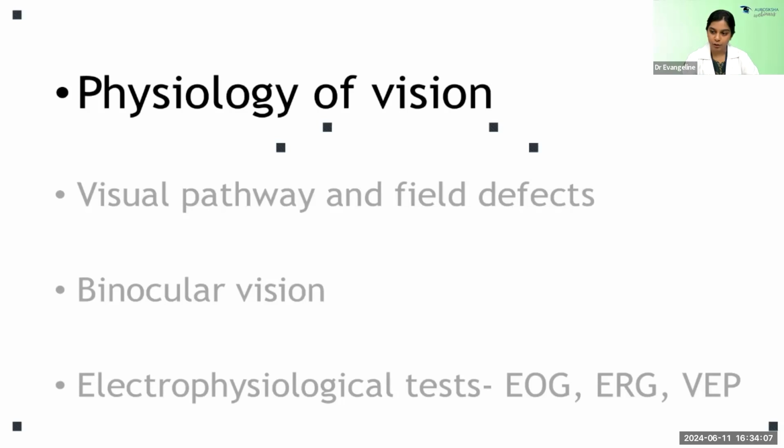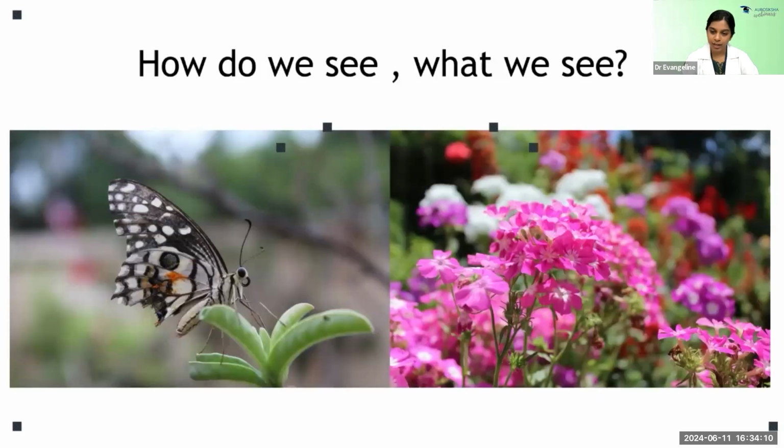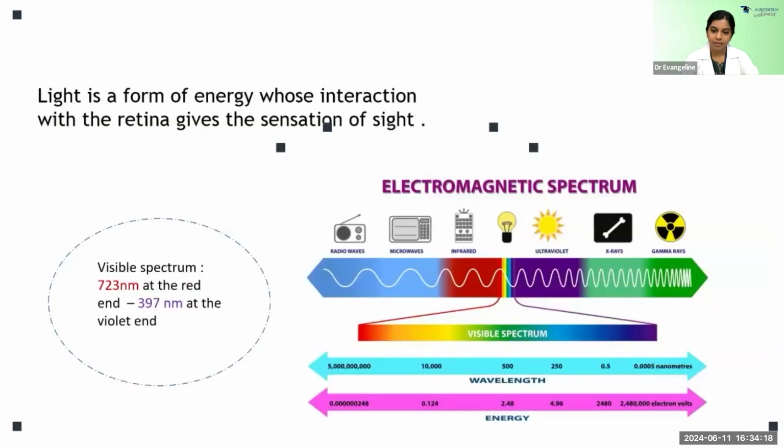Let's start with the physiology of vision. Have you ever wondered or asked yourself this question? How do we see what we see? Well, light is a form of energy whose interaction with the retina gives the sensation of sight. Light is composed of different wavelengths or colors, and white light is a combination of all of them.